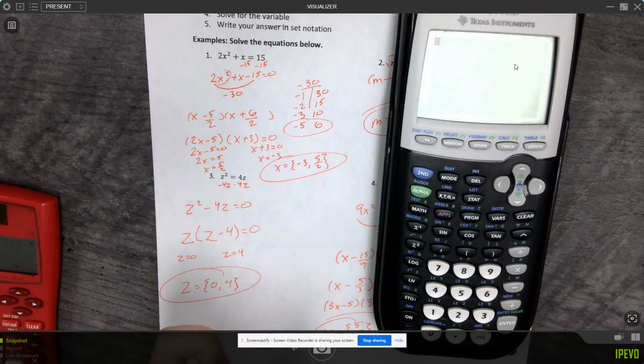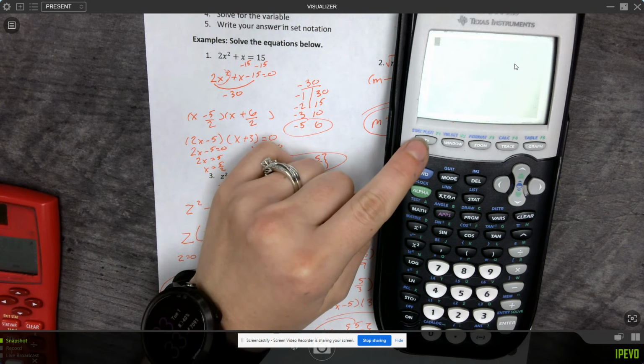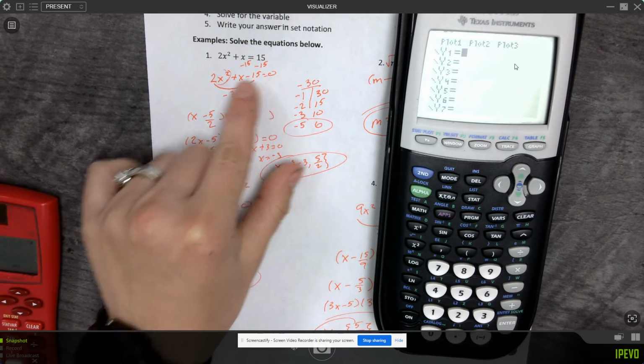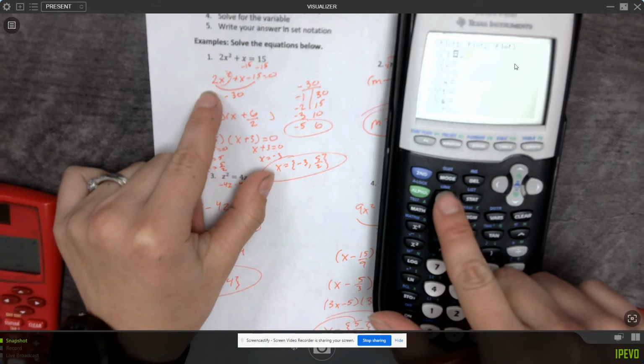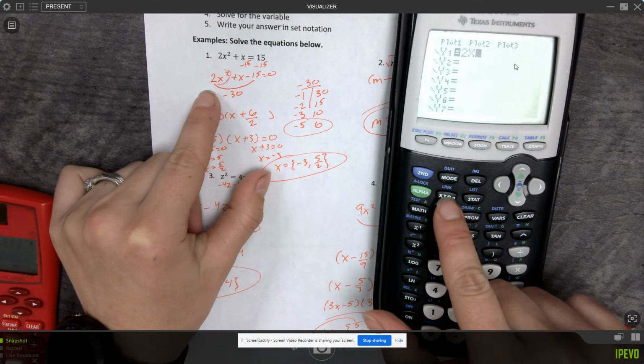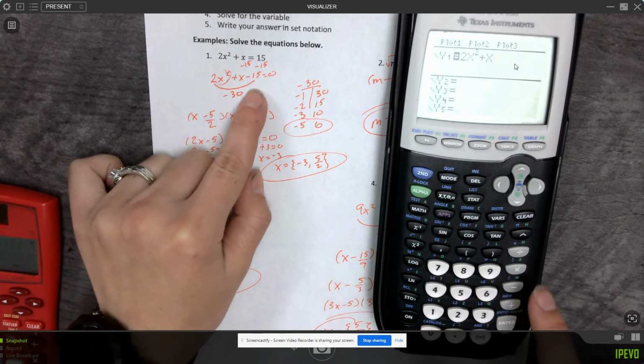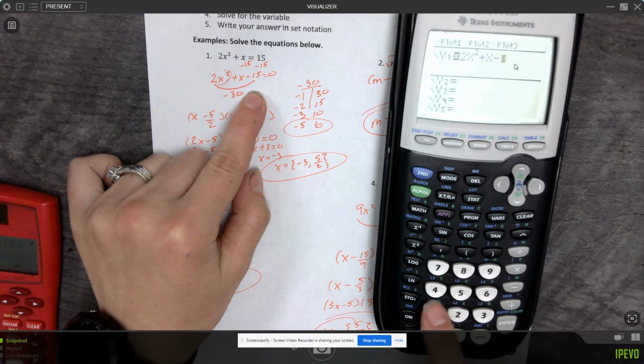graph, wherever that is. So I'm going to show you how my calculator works, and maybe yours works like this. If yours doesn't work like this, I can try to help you figure it out. I can't guarantee anything. So you should have a y equals button here. And if you do, once you are set equal to 0, you're going to type everything in on the other side. So 2x squared plus x minus 15. And make sure you use a minus sign and not a negative.